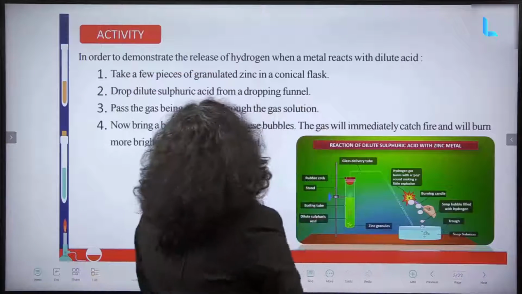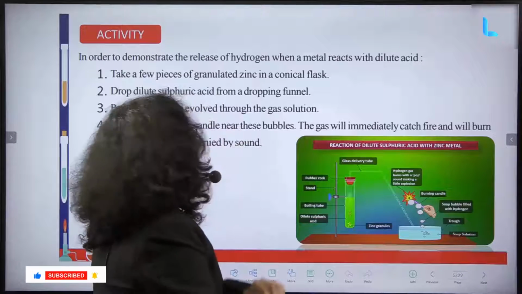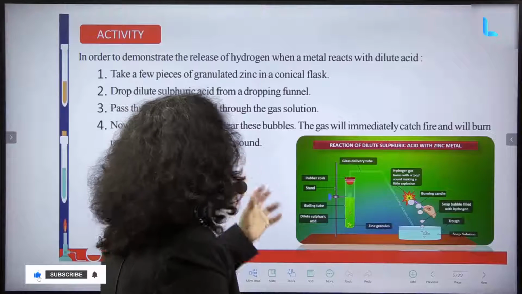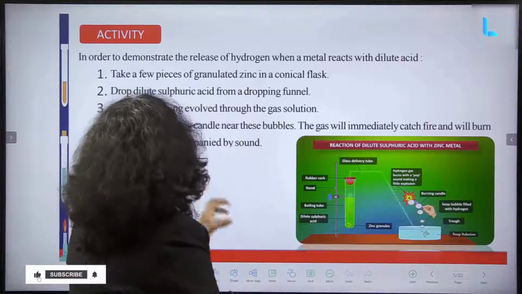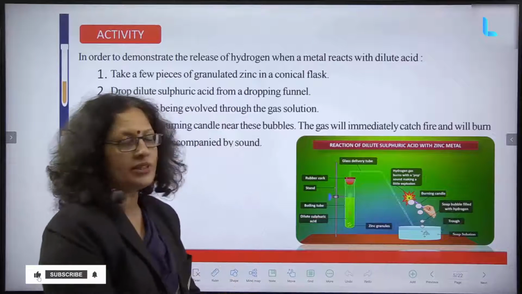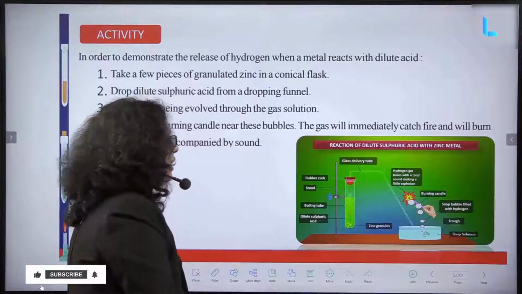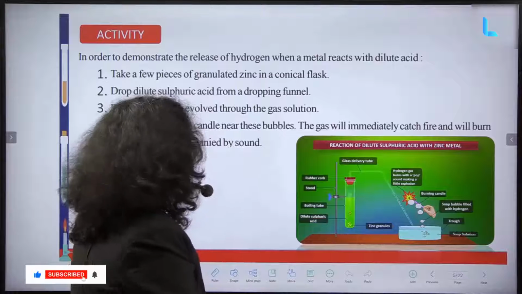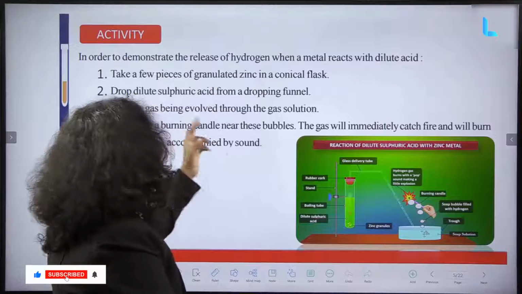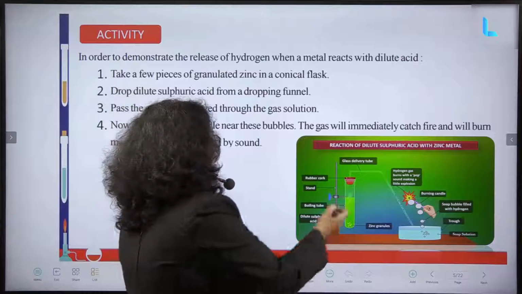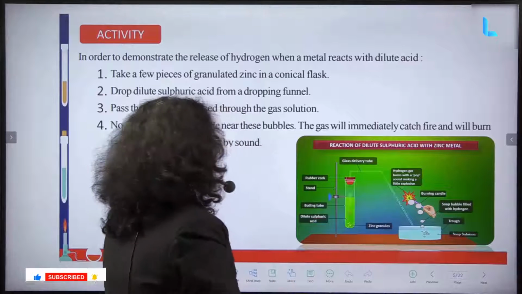Now, there is an activity. In order to demonstrate the release of hydrogen when a metal reacts with dilute acid, we have a few activities. Take a few pieces of granulated zinc in a conical flask. Here they have taken the zinc granules in a test tube. Drop dilute sulfuric acid in by a dropping funnel. So a little dilute sulfuric acid is added into it.